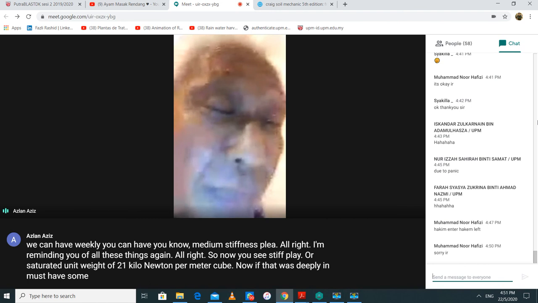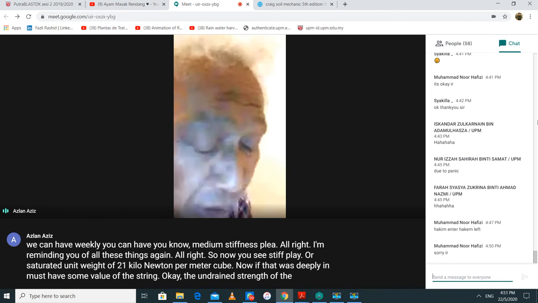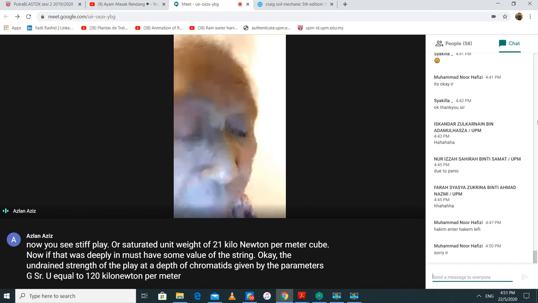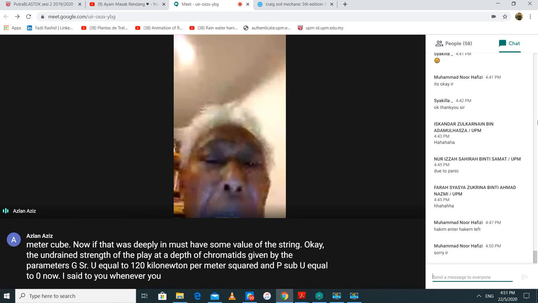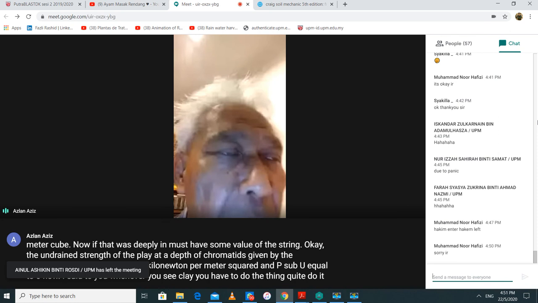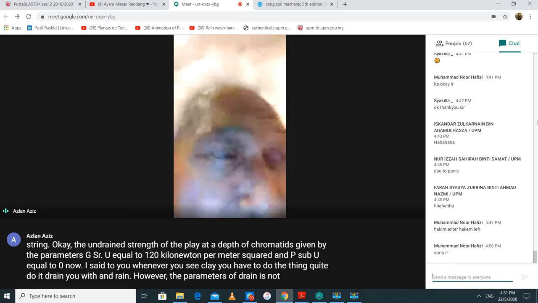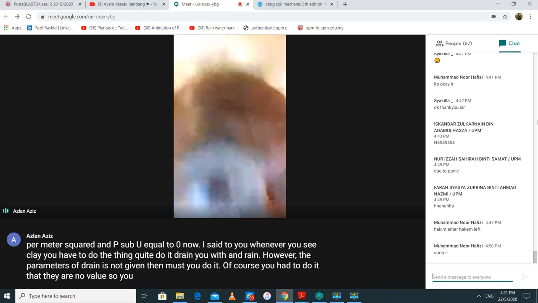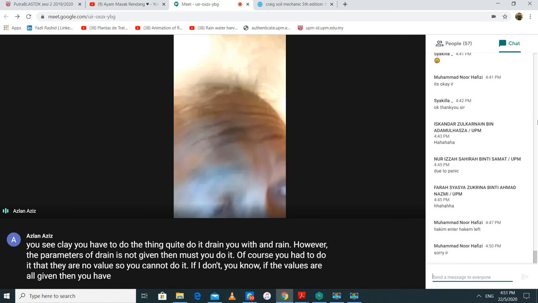The undrained strength of the clay at a depth of 4 meters is given by the parameters C sub U equal to 120 kilonewton per meter squared and phi sub U equals zero. Now, I said to you, whenever you see clay, you have to do it twice: do it drained, do it undrained. If the parameters for drained are not given, then of course you would have to do it, but there are no values, so you cannot. If the values are all given, then you have to do it. Are we clear?